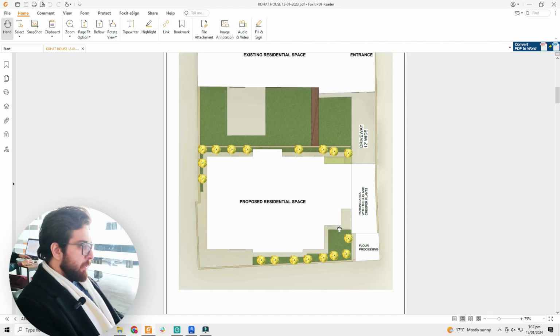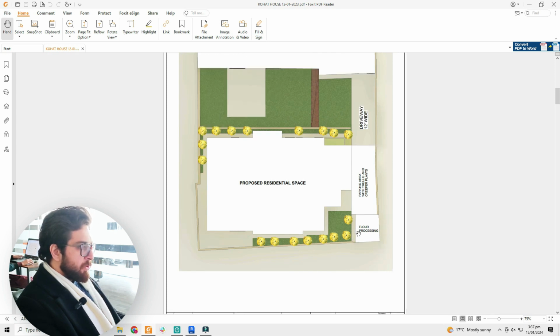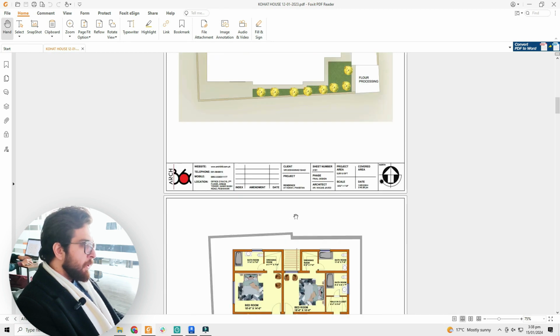They also needed a flour processing unit, so we had to give it on the corner because of the vibrations of the machines and not giving any damage to the structure, and also creating a kind of a buffer zone by adding up trees over here so that the sound of the machine is not creating any kind of nuisance inside the residential design.